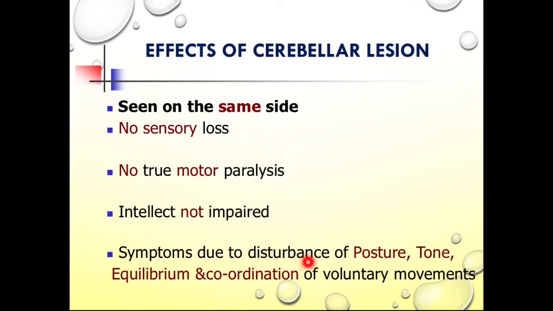The entire set of symptoms, whatever the symptoms are, will happen due to disturbance of either the posture or the tone or the equilibrium or coordination of voluntary movement. That is the characteristic feature of any kind of lesion of the cerebellum, like what all the signs and symptoms will be present. These things won't be there.